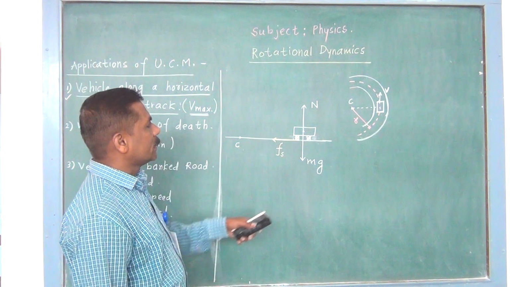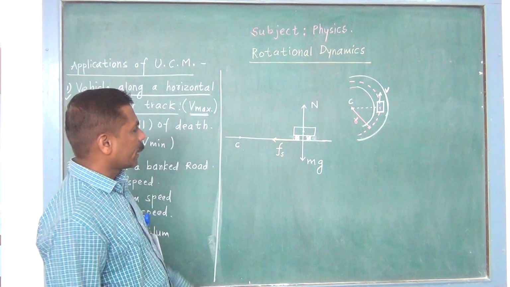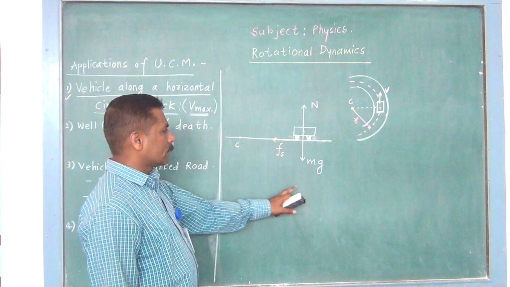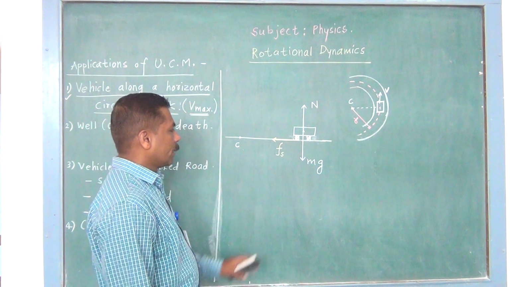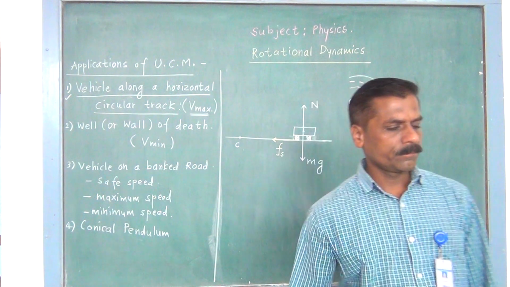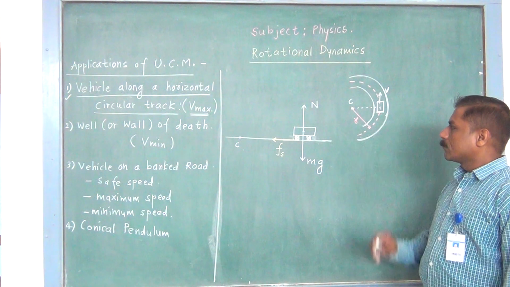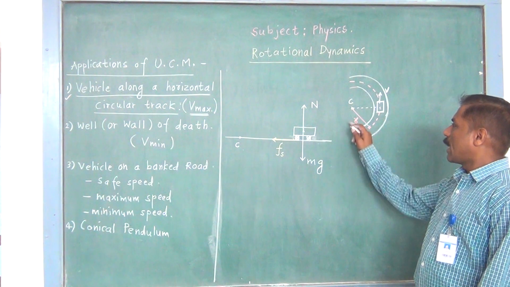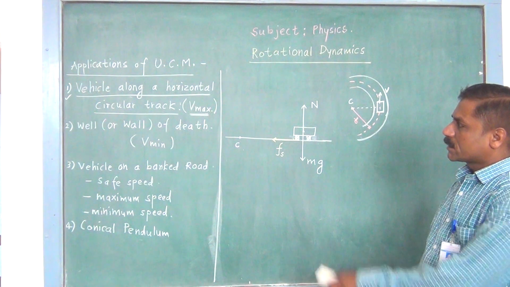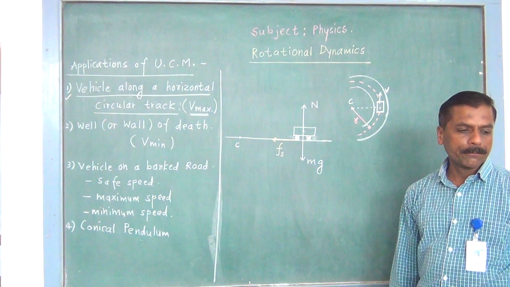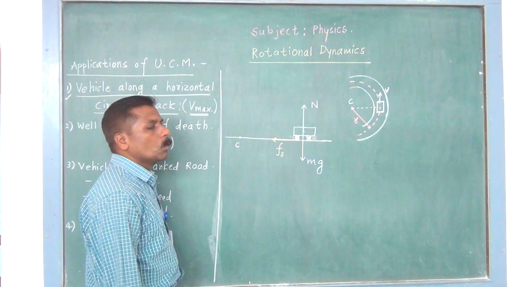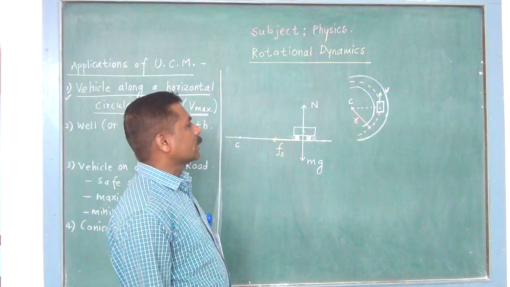Now, you can remember all the notations like this. In the figure, we write N for the normal reaction, mg for the weight, and Fs for the force of static friction. In the second diagram, C is the center of the circle, and R is taken as the radius of the circular track. We are interested in finding the maximum speed. If you observe the diagram, you will get two important relations.